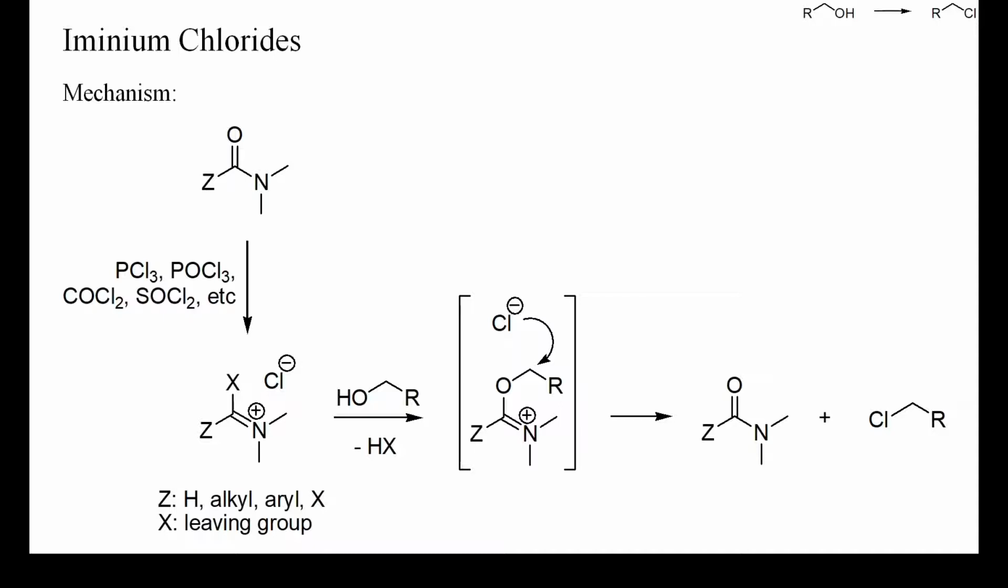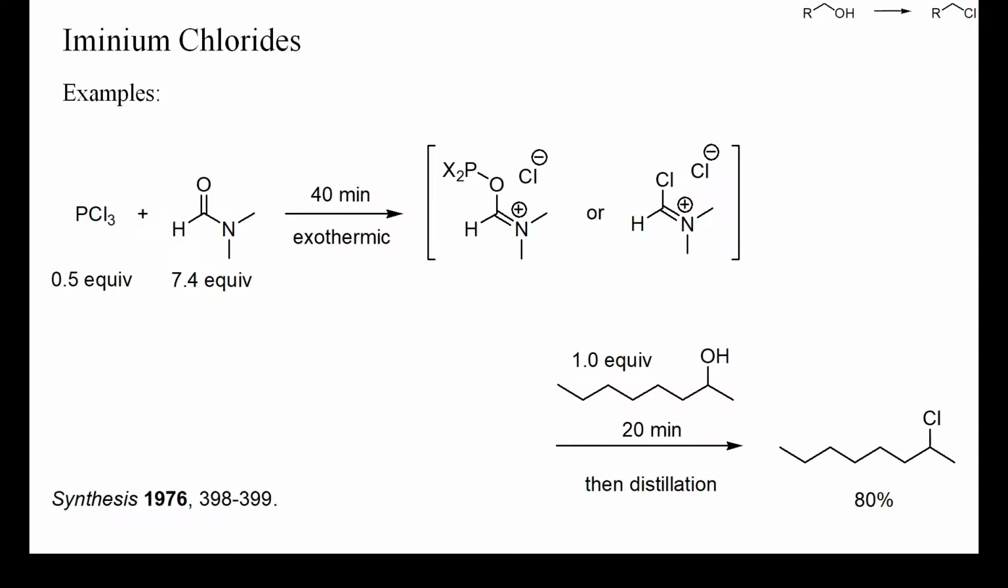During the formation of the alkyl chloride, the starting amide or urea is regenerated, which enables the use of such amides or ureas as catalysts. This is one of those few examples where phosphorus trichloride was used successfully as deoxychlorinating reagent.